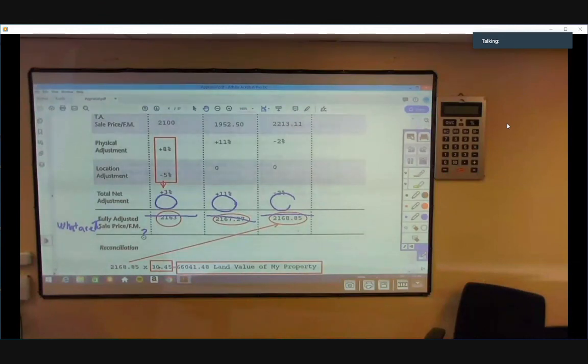So guys, we have that in this page. So see 30.45 multiplied by the most recent one. It's going to give you a land value. So that's the third question. What is the land value for subject property? Hey, that's a land value, exactly.